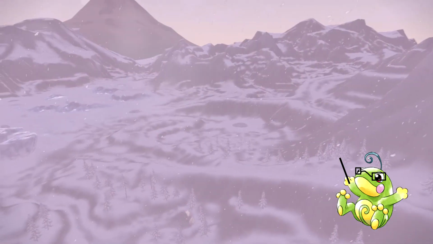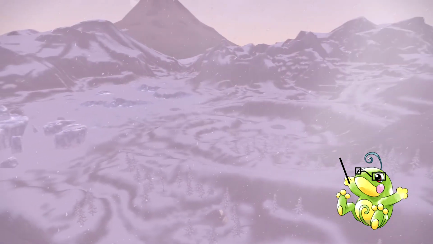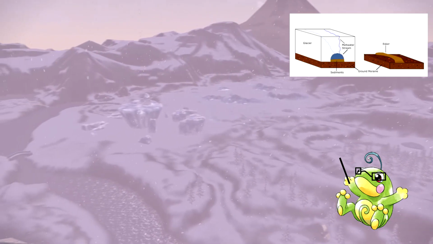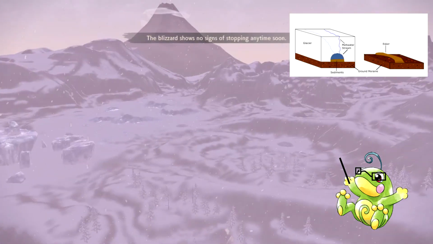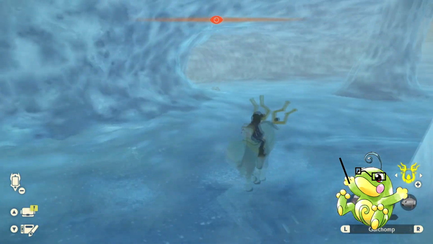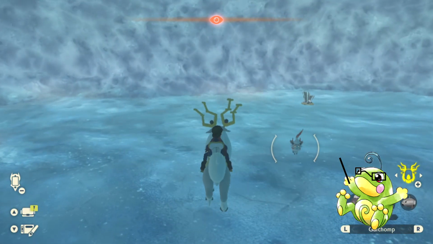Scattered across the low areas of the Icelands are these ridges and mounds of rock material, which I would argue are eskers. Forming in channels under the glacier due to the flow of melting water, we can even go into some of these subglacial channels that dug into the underlying bedrock, which is where Hisuian Zorua spawns.